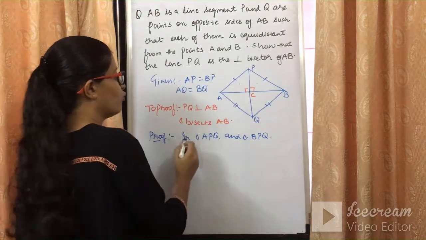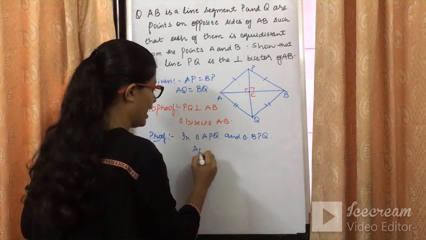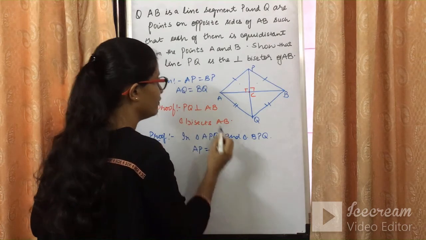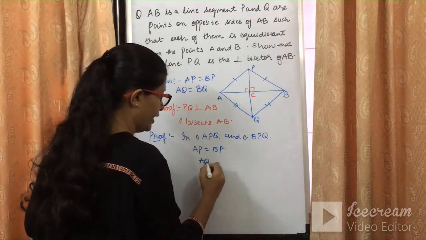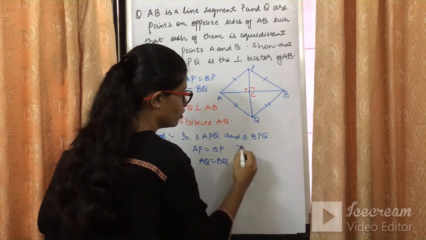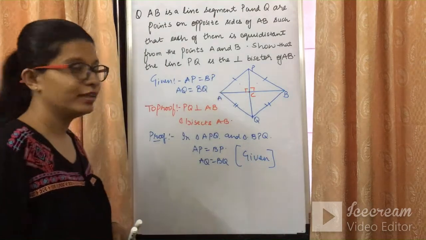Fine. Now what we have, AP is equal to BP, which is given in the question, and AQ is equal to BQ. What is the reason for this? It is given in the question.